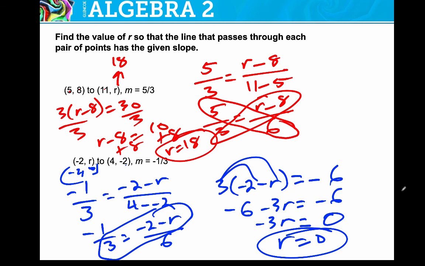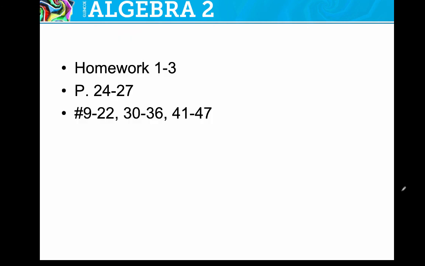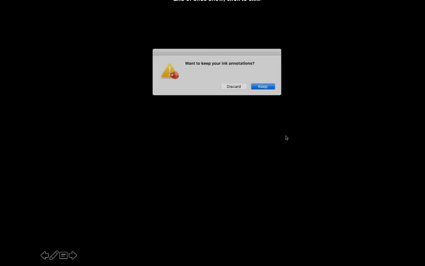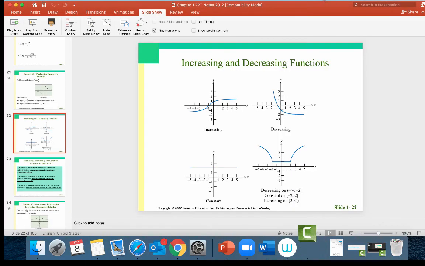So we're just using the formula, solving with algebra. There we go. That's what we got for 1.2. Get to it.